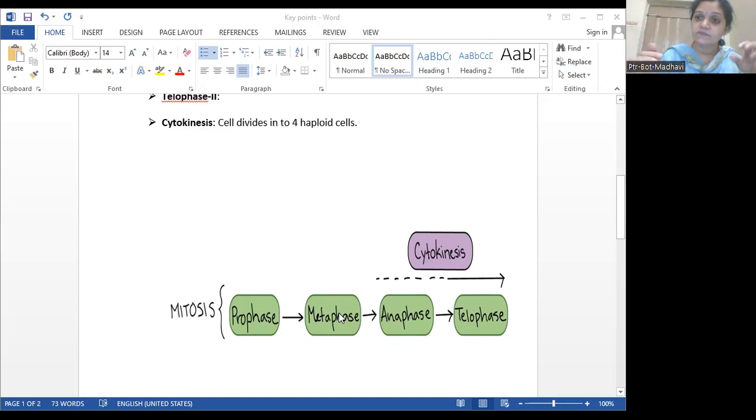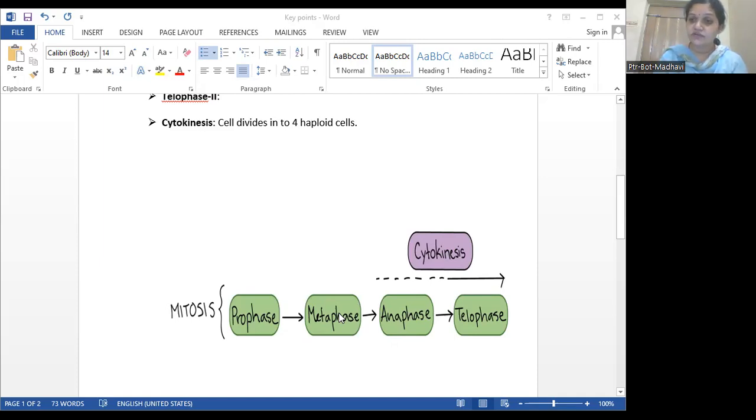Then in the anaphase, the chromosomes will be splitting at the centromere and pulling to the respective poles. So in this, the centromere will be dividing and the chromatids will move to the respective poles. Like that, the same number of chromosomes will be present in both the daughter cells after the telophase.